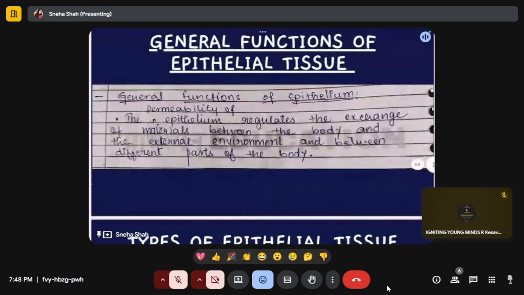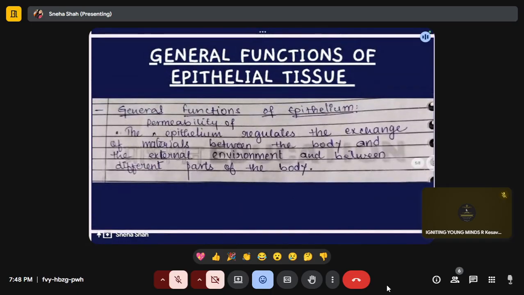So understanding now the general functions of epithelial tissue. Why have I written general? Because based on types of epithelial tissue, we have not yet reached the types of epithelial. This is general. General structure, general functions, general location. But specific epithelial tissue will be located at a specific location. So what is the general function of epithelium?